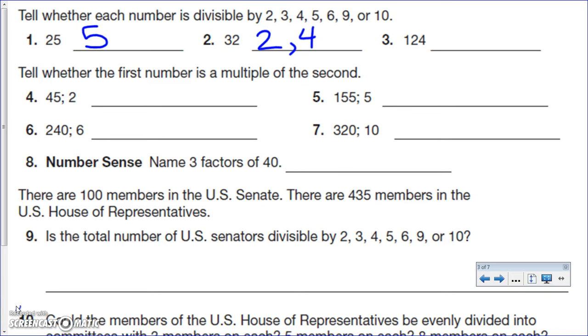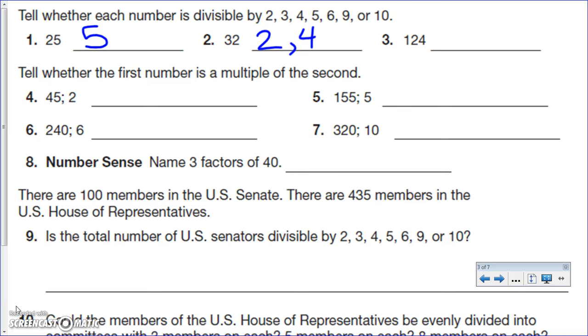For 5, we know it doesn't end in a 5 or a 0, so it's not divisible by 5. It's already failed the 3 test, so we know it's not divisible by 6. When we added the digits together, we got 5, which is not divisible by 9. And it doesn't end in a 0, so it's not divisible by 10.